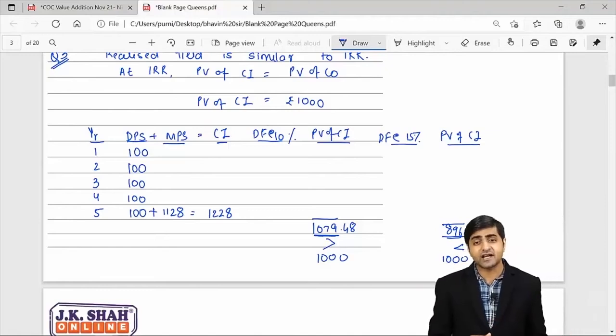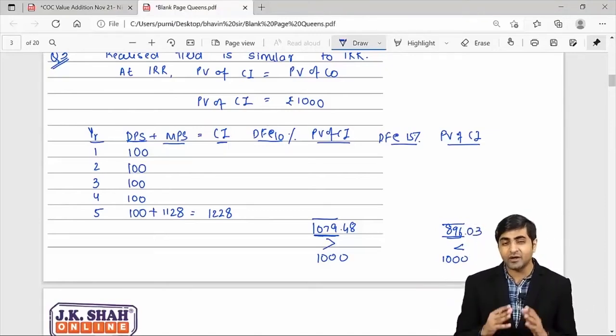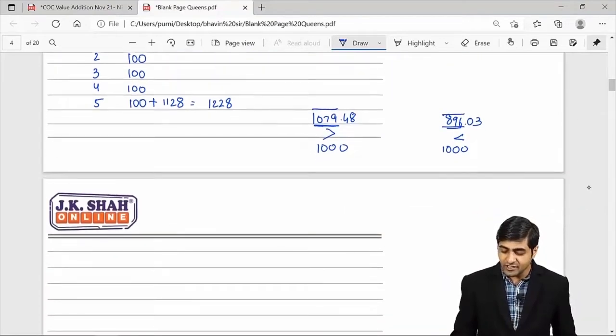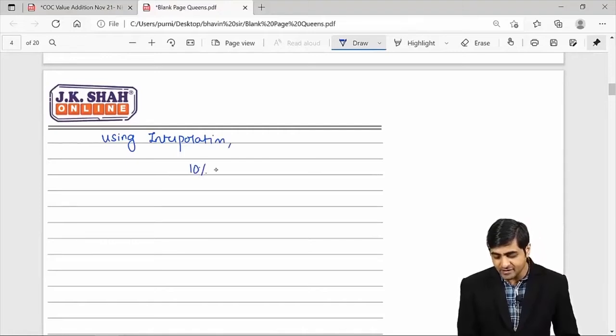So as you can see, my dear students, this particular cash inflow is lower than 1000, and we have the first cash inflow which is higher than 1000. So guys, now your IRR lies somewhere between 10% and 15%. So that is why, using your interpolation, your IRR will be 10% plus something.